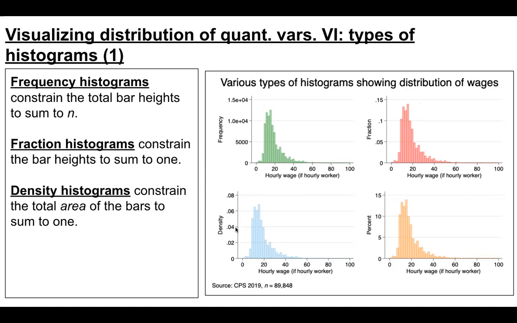I'll mention it because we will come back and talk about density a lot. But density actually forces the area of the bars to sum to 1. Now you can see here that the shape of this histogram actually does not change from all the others. So all we're doing is scaling this a little bit differently.